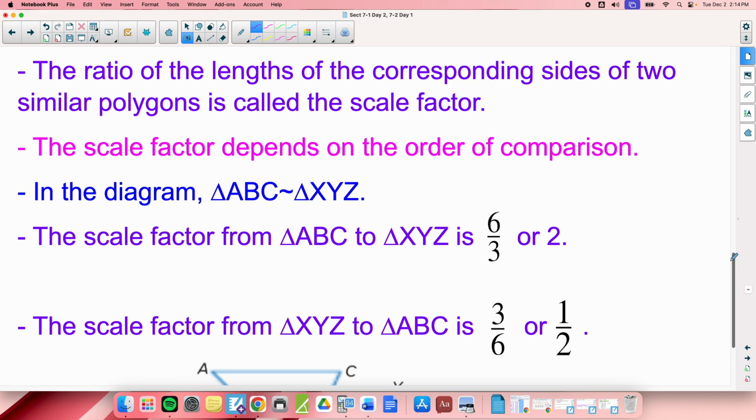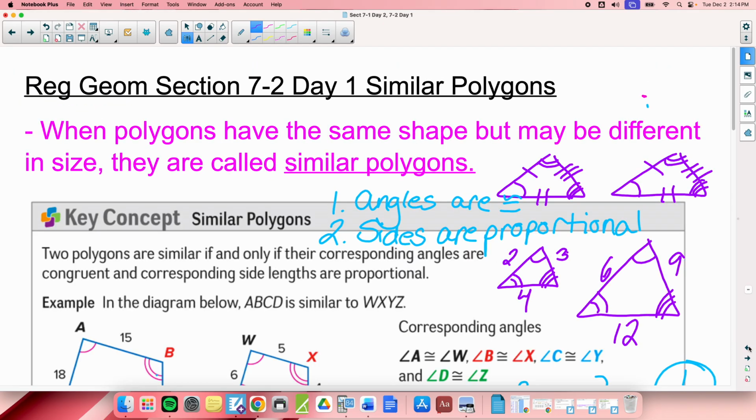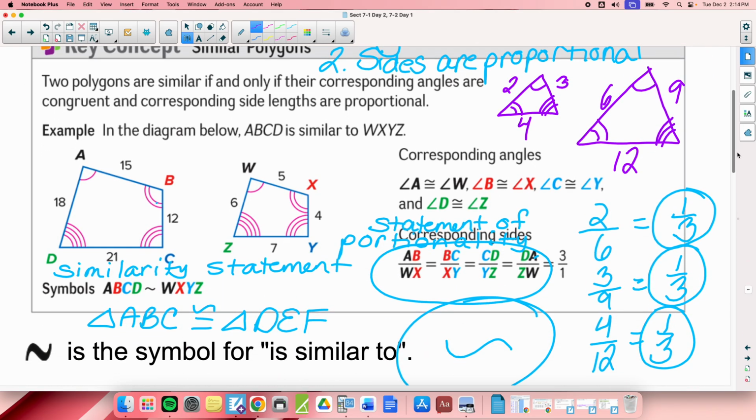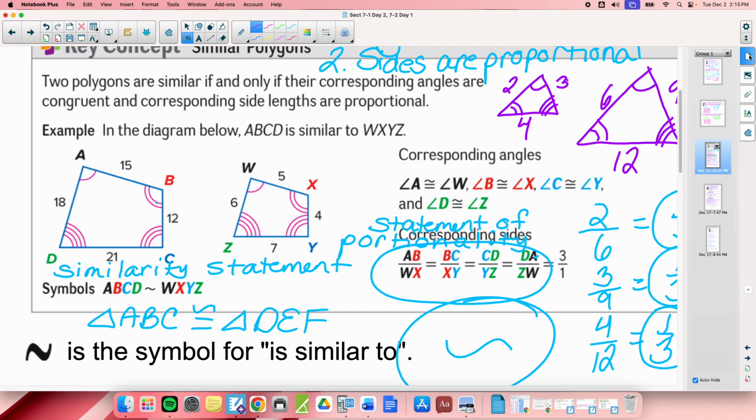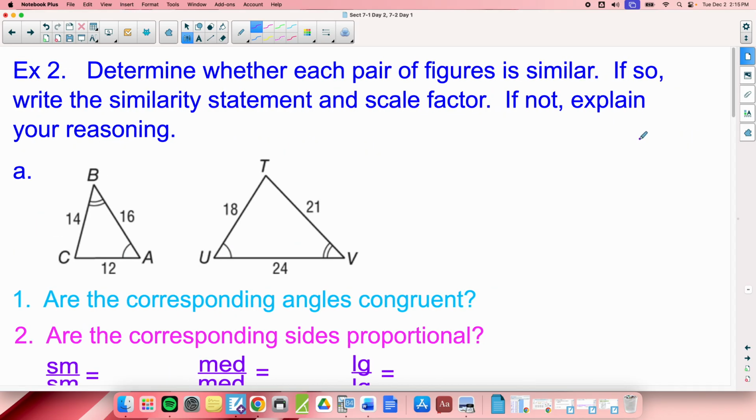Now, one of the things they're going to ask you to do today is find what's called the scale factor. And the scale factor is like back here when I found all these ratios. The scale factor is 1/3. Okay, that's what they mean by that. So we're gonna go over one more page and then we'll be done.